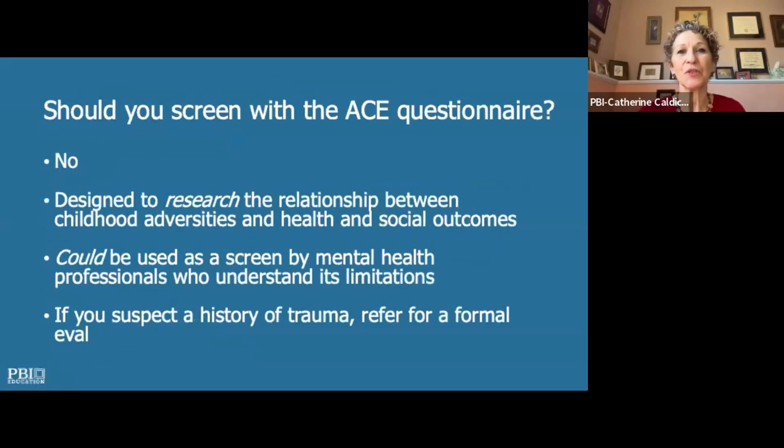This is a common question. Should you screen with the ACE questionnaire? And the answer is no. The ACE questionnaire was designed to research the relationship between childhood adversities and health and social outcomes. Now, it could possibly be used as a screen by mental health professionals who understand its limitations. So if you suspect a history of trauma, you could refer someone for a formal evaluation. But if you were to require the ACE questionnaire, I think the clinician would perceive this as intrusive, and they may not believe that it is in their best interest to answer truthfully.